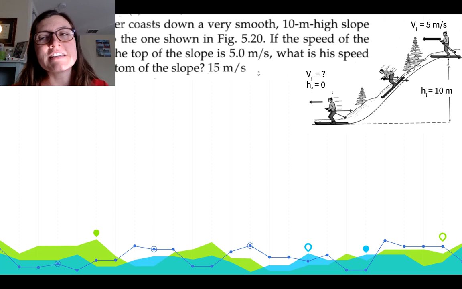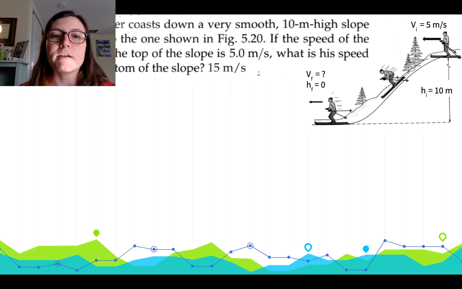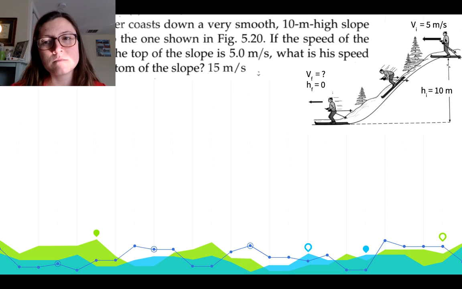So you don't actually need the mass of the skier, but notice that they don't give it to us. We are told that at the top of the hill, v initial is 5 meters per second, and the hill is 10 meters off the ground. So that means that our skier is starting with both kinetic and gravitational potential energy.